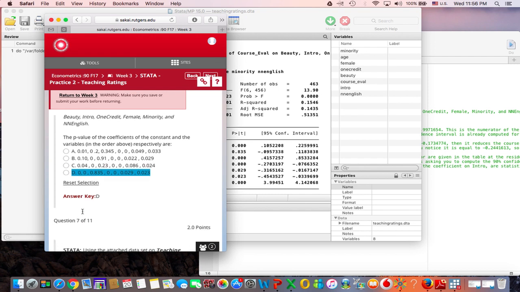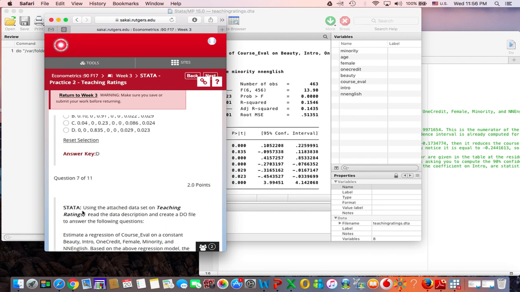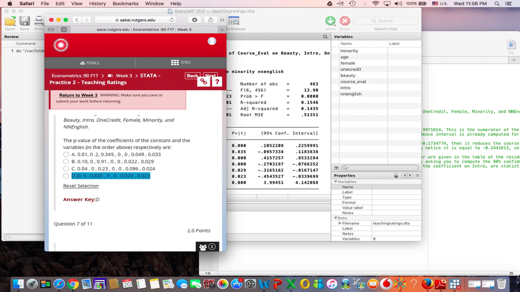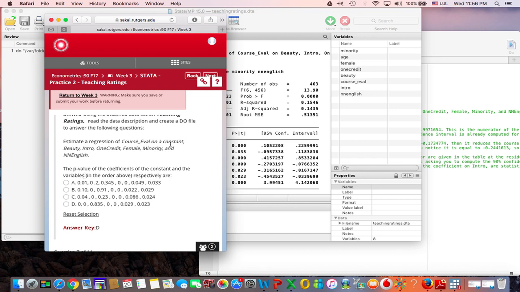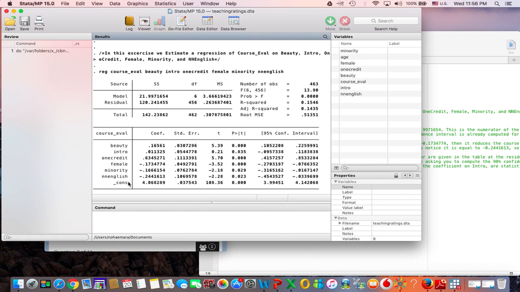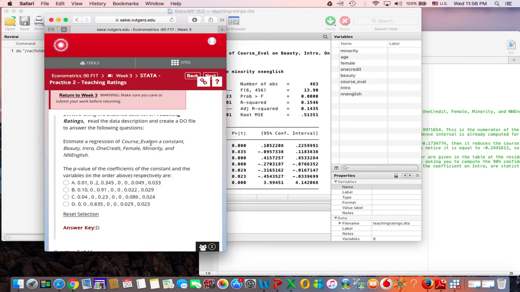Okay, the next one, and just notice that the constant here in the order I have above is the first one. In the output, the constant appears last. So you need to have 0 at the beginning because this is the order that I have above in the question. I have a constant before all the variables, and that's why we have 0 first here.